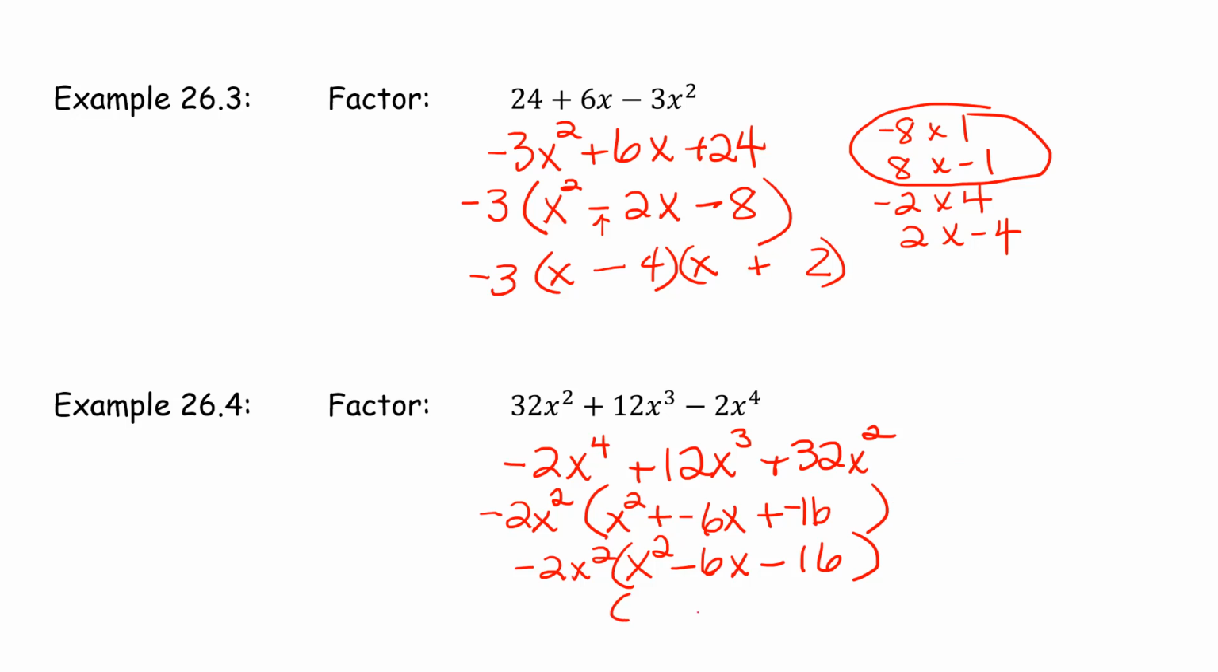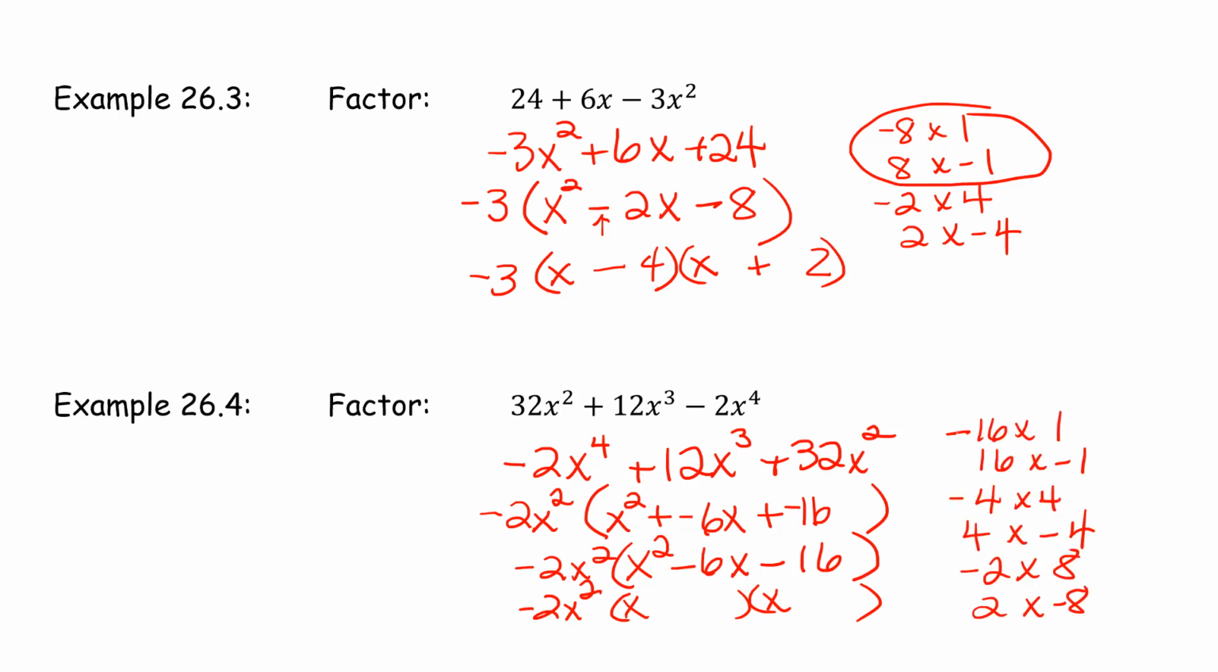And so let's draw my two pairs of parentheses, and don't forget the negative 2x squared. I'm going to have x first in each one, multiplying together to give me x squared. The last term is negative 16. 16 and 1 cannot add up to 6, no matter what you do. 4 and 4 can't add up to 6. 2 and 8 can add up to 6, and we want it to add up to negative 6. So we want to make the 8 negative, and then the 2 will be positive, because negative 8 plus 2 is negative 6. So minus 8 plus 2.